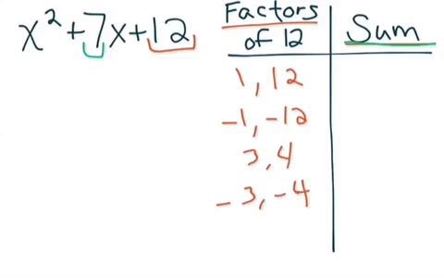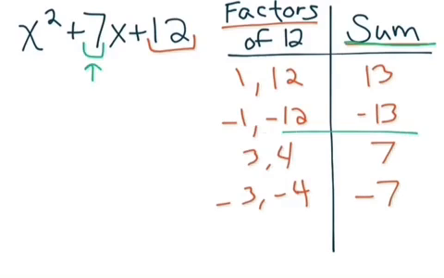In our other column, we're going to add those together. 1 plus 12 is 13. Negative 13, 7, negative 7. What I'm looking for is the one that sums to positive 7, because that's what I have right here. So then I circle that line. Obviously, you might be able to do it on the first line. You might not need to continue the table afterwards. But if you don't know what it is, then go ahead and fill out your table and figure it out.